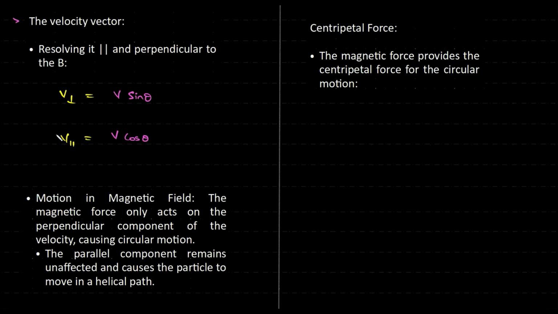So we know for a fact that in the motion in a magnetic field, the magnetic field only affects the perpendicular component. So only this component of the velocity causes circular motion. The parallel component remains unaffected and causes the particle to move in a helical path. So this is how you have to present your answer.